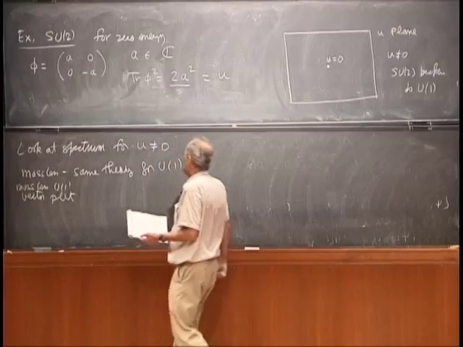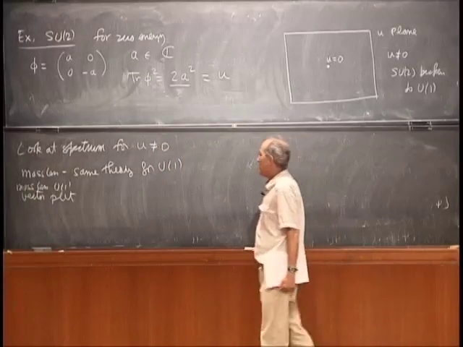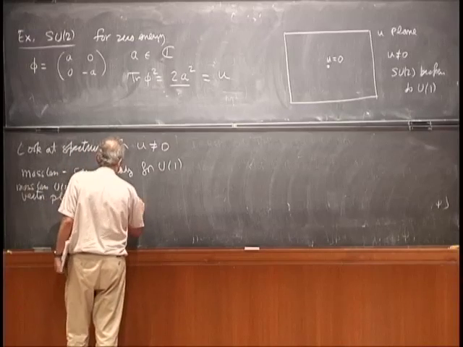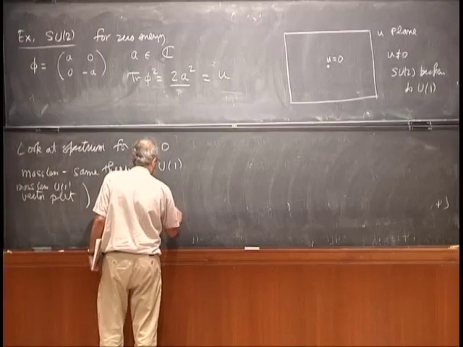Okay. So for U1, we have the massless vector multiplet, which by now we know has 8 states. It's this 1, 2, 1 doubled.